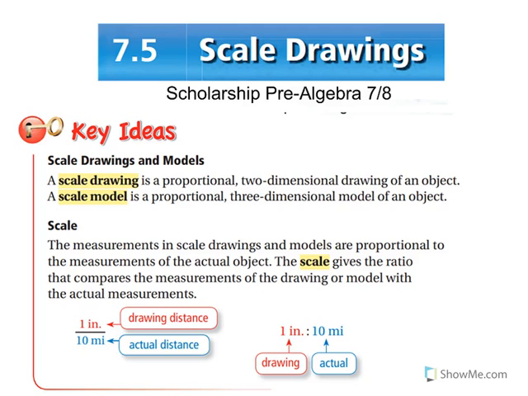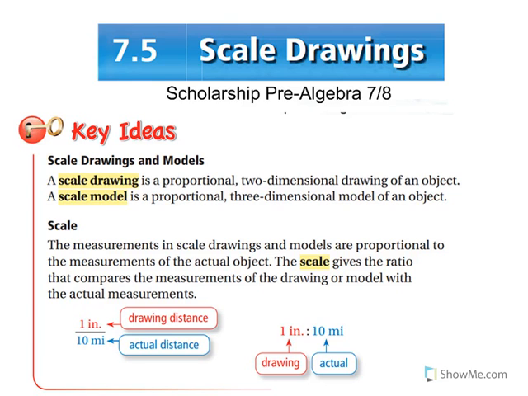Now, I'm sure many of you have already seen scale drawings and scale models at some point in your life. Just think about maps in social studies, maps of the United States or the world or whatever it may be. A scale drawing of the map of the U.S. represents something larger. So it's a proportional version of a two-dimensional drawing of something larger. And it could also represent something smaller that's been blown up as well.